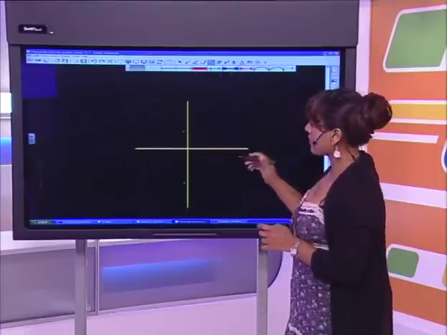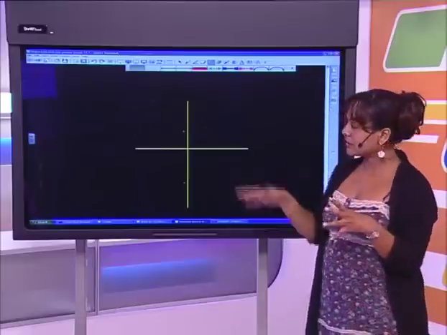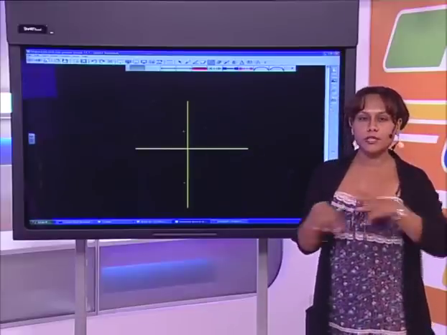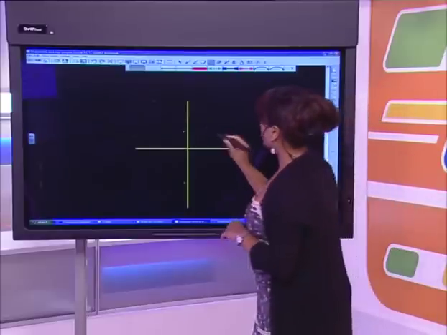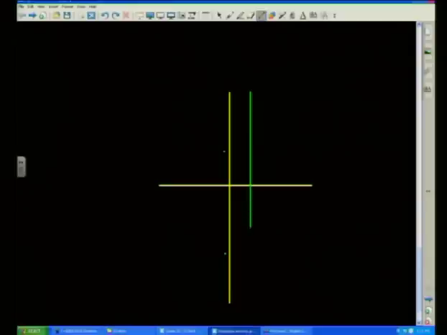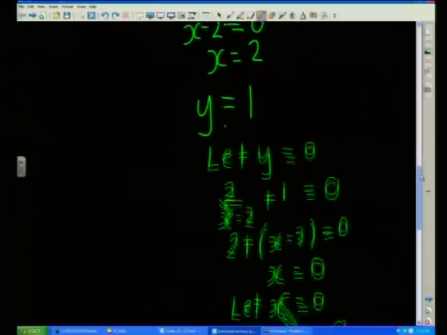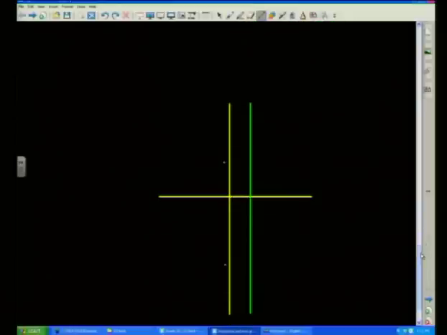So on 2 on the x-axis. Now remember, guys, I'm obviously not drawing to scale. I haven't drawn this accurately, but in your exam you'll have graph paper, and so you'll be able to do it properly. So at x is equal to 2, we're going to draw a line going straight through the point x is equal to 2. And then the other one we worked out was y is equal to 1, so we're going to draw that horizontal line.